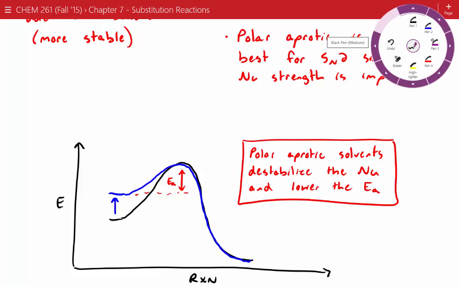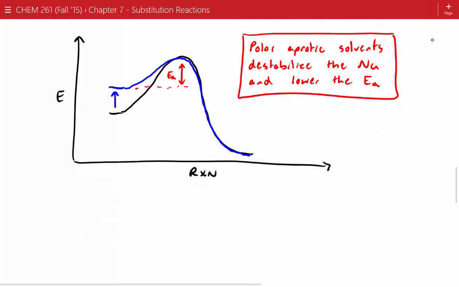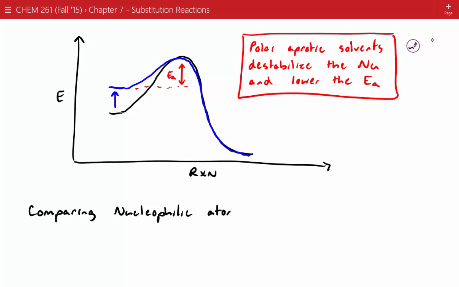We're going to do a couple of these. So let's compare nucleophilic atoms in the same column for aprotic solvents.